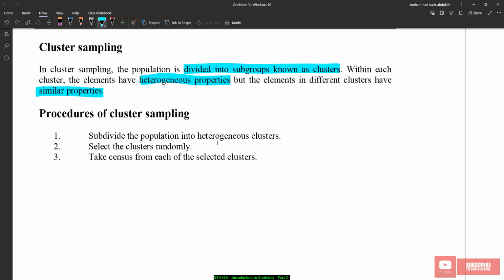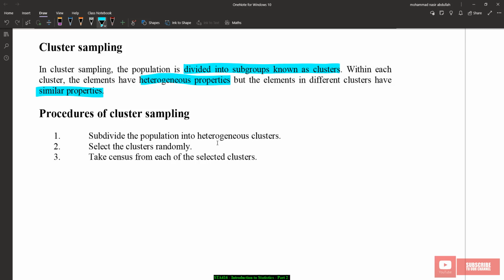Right? So what is the difference between cluster and stratified? In cluster, we divide into subgroups. In stratified, we also divide into subgroups. What is the difference? The difference is, in stratified, each group must have homogeneous properties. But for cluster, it has heterogeneous properties, meaning the characteristics are not the same. And the best way to choose between cluster or stratified sampling is to look at the population size. When you have a large population, you always choose cluster sampling techniques. When you have a small population size, choose stratified sampling techniques. Right.